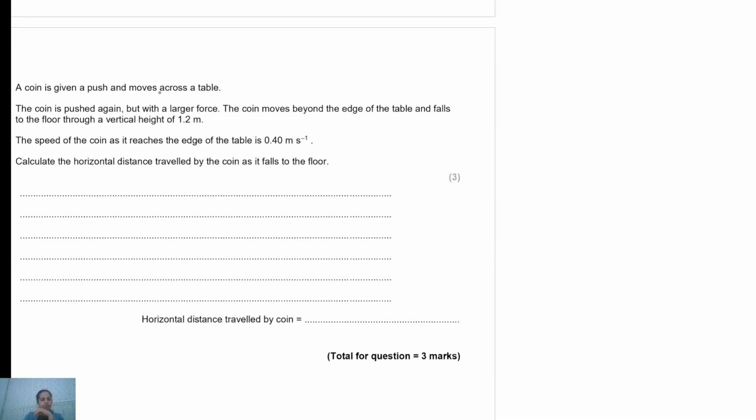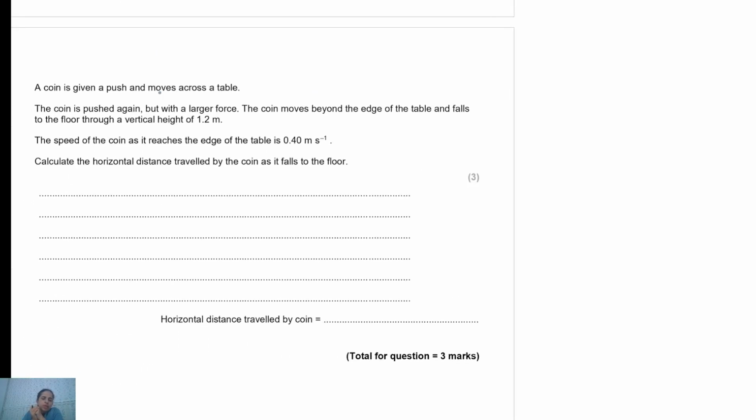All right, let's see the fifth one. A coin is given a push and moves across the table. Fine, so there's a table. A coin is given a push. The coin is pushed again, but with a large force. The coin moves beyond the edge of the table and falls to the floor through a vertical height of 1.2 meters. So when you give a larger push, it will have a horizontal velocity and falls down.